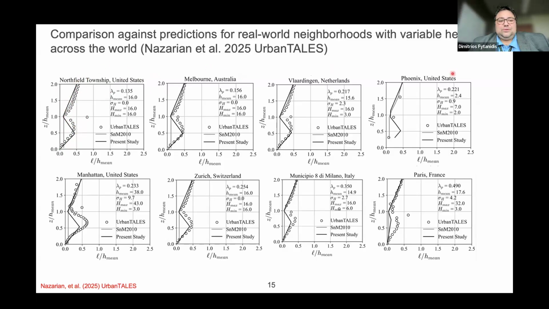And here I also showed some examples of predictions with real cities across the globe and in the United States, like Phoenix and Manhattan. And you can see that our proposed model improves the prediction of standard BEP.